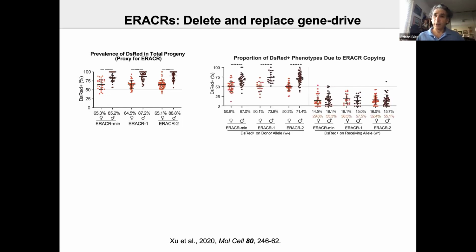Now, one of the questions would be, if you look at the donor chromosomes versus the receiver chromosomes, which do you see the bias in? And if you're looking at the receiver chromosomes, you're looking at, well, how often does it copy? And it turns out that it copies equally well to males and females, which makes sense, really. There's no real reason why it shouldn't. And the difference is in how often you are transmitting the donor chromosome. And that, again, is kind of consistent with what I was pointing out.